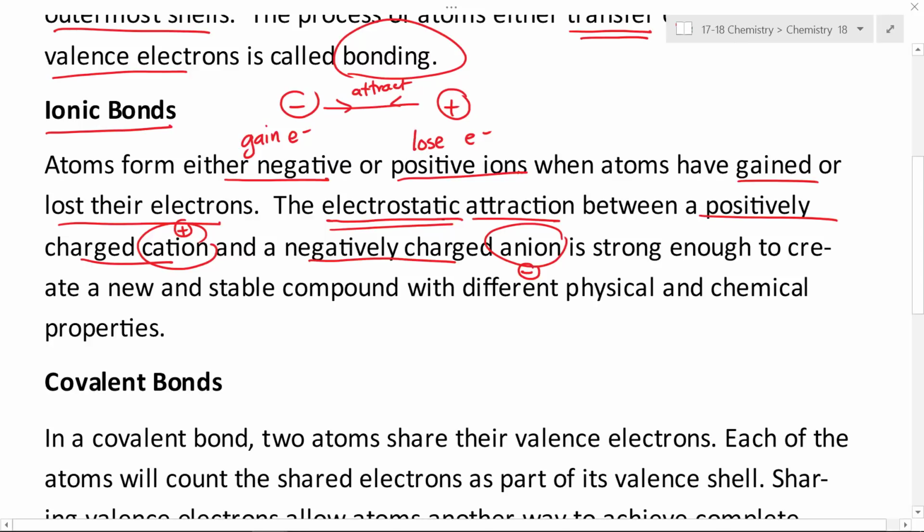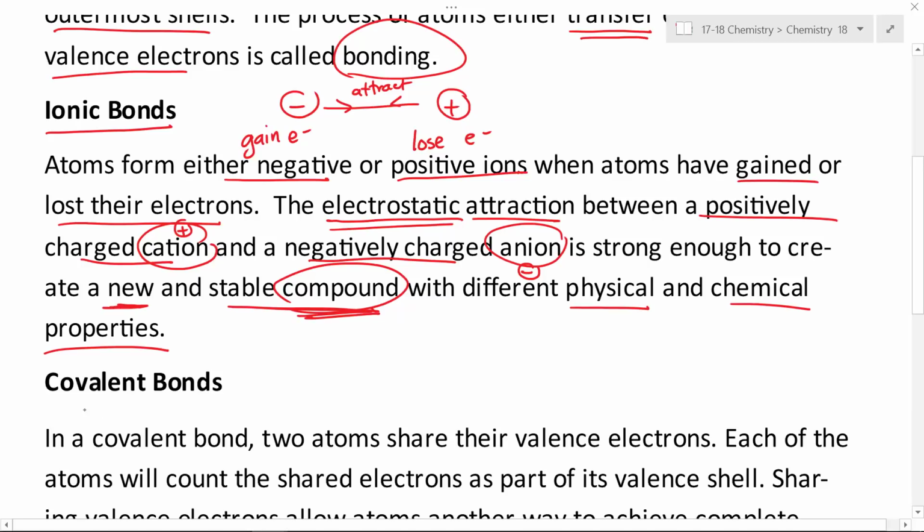This electrostatic attraction is strong enough so that they will form a completely brand new and actually stable compound. And that's the reason why the majority of the substances that we encounter in our life are actually compounds. They're not pure elements, okay? The ones that are pure elements are very rare, like gold or diamond. They are extremely rare and extremely valuable. And of course, they would have completely different physical and chemical properties from their atoms.